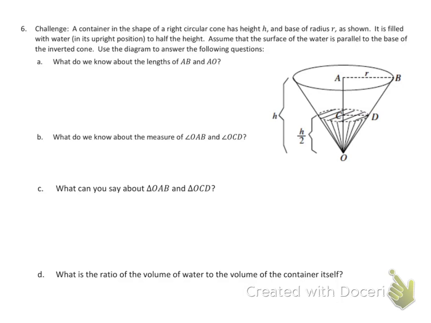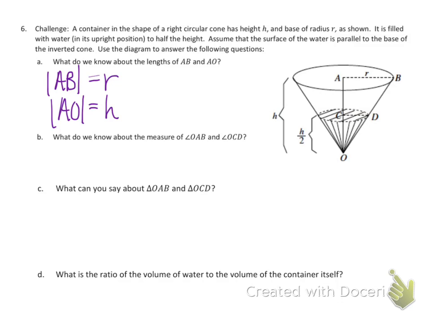So what do we know about the lengths AB and AO? Okay, so the length of AB, you probably noticed, is the radius, right? And the length AO is equal to the height of that cone. All right, so we should probably read the problem first.